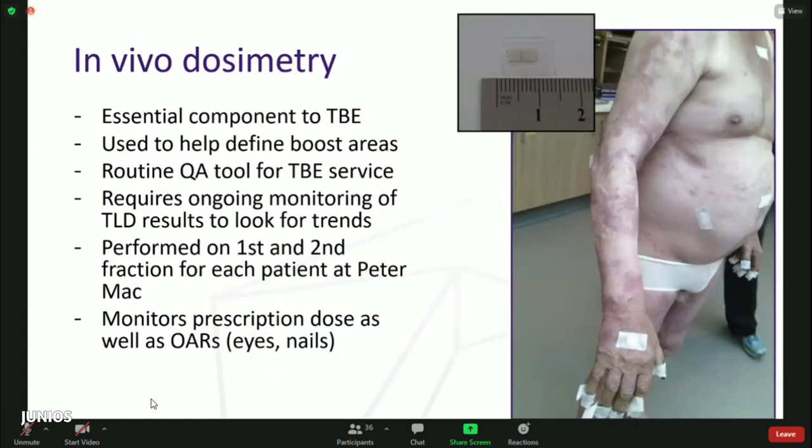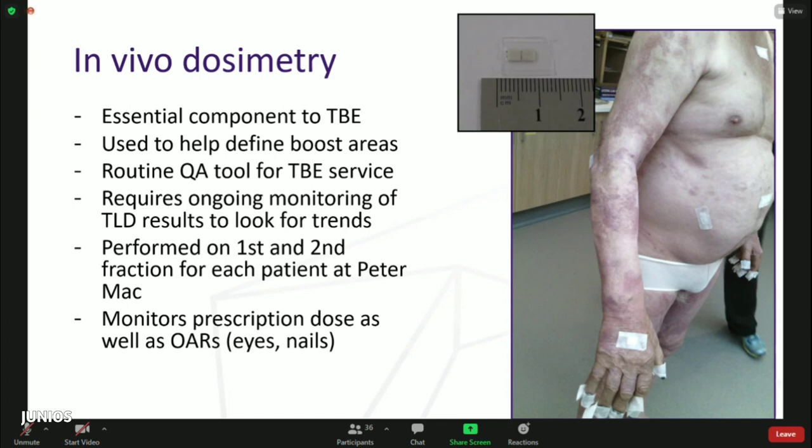So really, the only good option that you have is in vivo dosimetry, and certainly our TSEB program relies heavily on in vivo dosimetry. So this is used to help define those boost areas, not just their location, but also by how much. What is the prescribed dose to those boost areas? How cold are they? It's also fantastic as a routine QA tool for our TSEB service, because if you consolidate all your patients who are undergoing TSEB and monitor that data, you can look for any trends over time. It does require ongoing monitoring, and in our case, lots of TLDs for a patient.